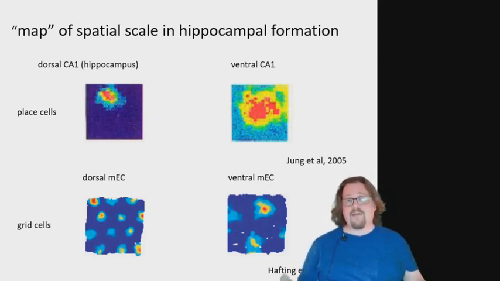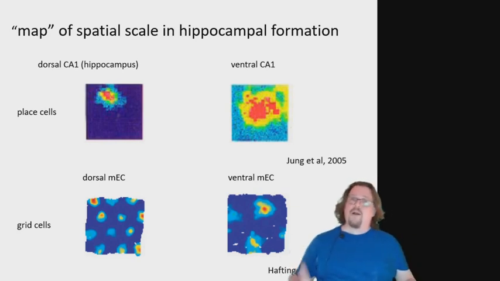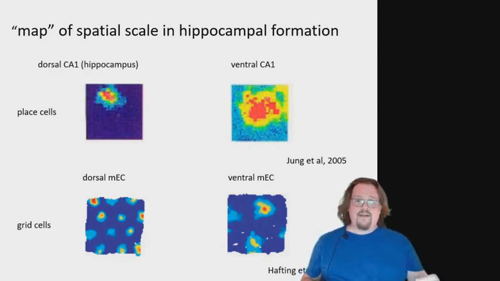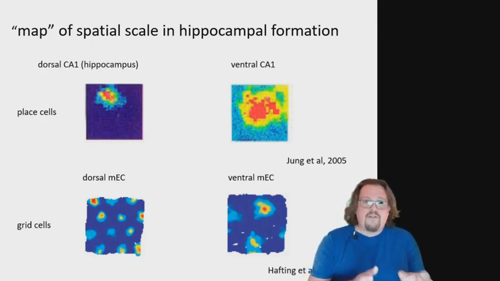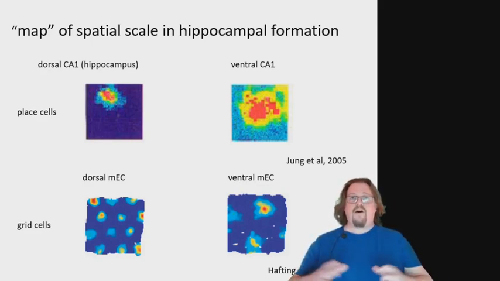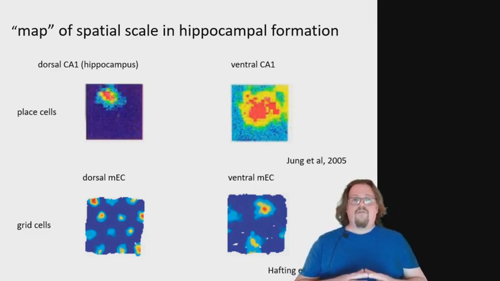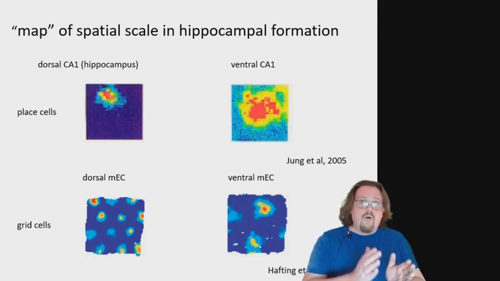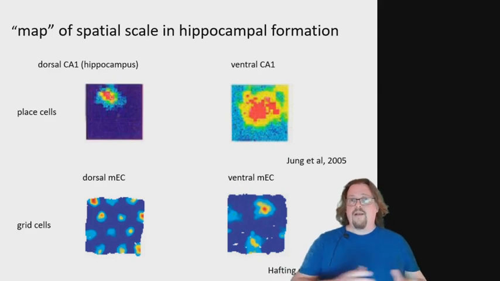Intriguingly, it looks as if this abstract property, spatial scale, might be the thing that's topographically organised in the hippocampal formation, because at one end of the hippocampal formation we find place cells that have very small firing fields, and we find grid cells whose firing fields are very closely packed. And at the other end of the hippocampal formation we find very large place fields and very widely spaced grid fields. So it looks as if spatial scale, which is something that's evidently encoded by these neurons, is also organised in a topographical way systematically along the length of this structure.